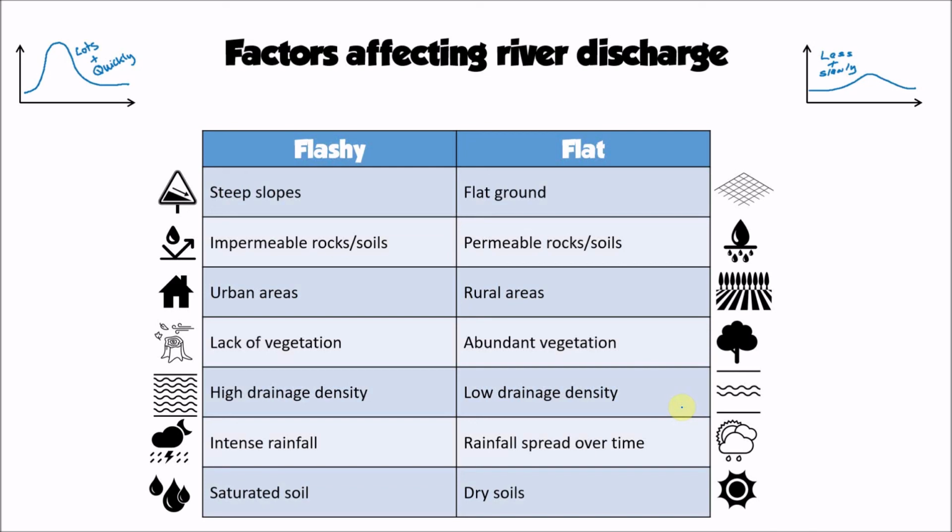Other factors as well can come into play, such as if the ground is frozen, it's going to become impermeable, or if it's completely baked hard by weeks and weeks of very, very dry conditions, very intense sunshine, then that can also lead to there being a flashy hydrograph. As we can see, there's a lot of factors that come into play to determine whether a hydrograph is likely to be flashy or flat, and any drainage basin is made up of a combination of these factors.